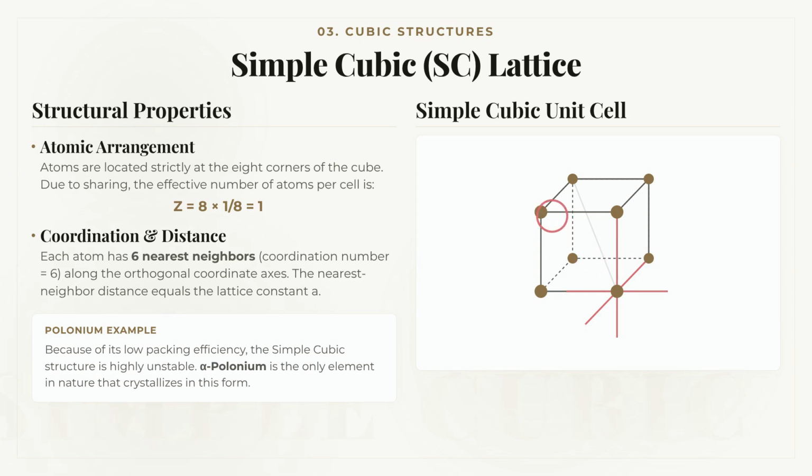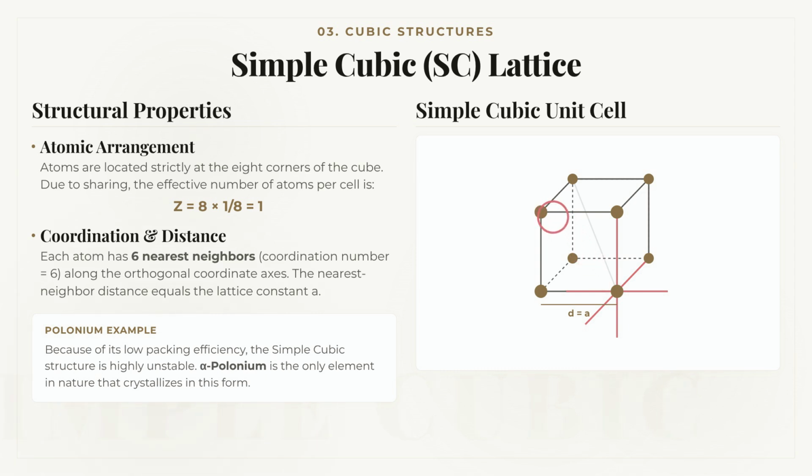Since each corner atom is shared among 8 neighboring cubes, the effective number of atoms per unit cell is 8 multiplied by 1/8, which is equal to 1. The coordination number of a simple cubic structure is 6. This means each atom has 6 nearest neighbors, 1 along each positive and negative direction of the 3 coordinate axes. The nearest neighbor distance is equal to the edge length a of the cube.